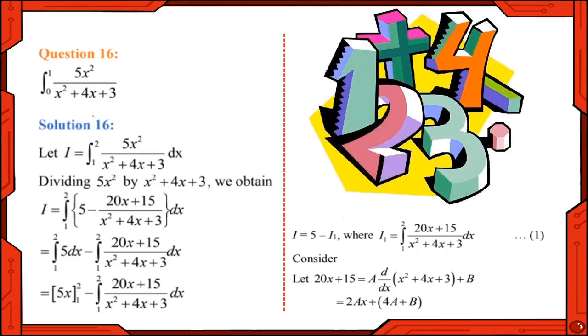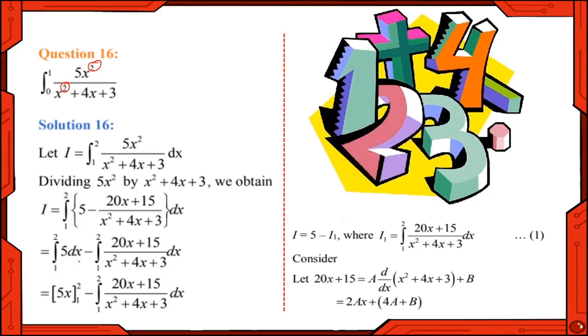Here, first of all students, look at the degrees. The given function is not a proper fraction. It is an improper fraction. So what will we do? We will convert it into a proper fraction by dividing. So what are we getting? We are getting 5 minus (20x plus 15) upon this denominator.